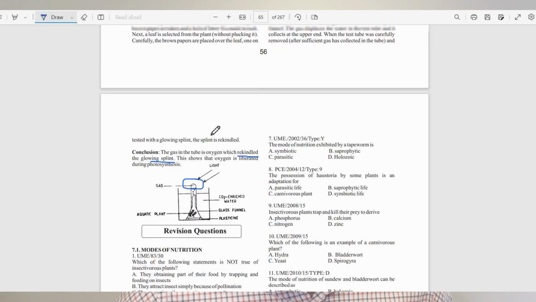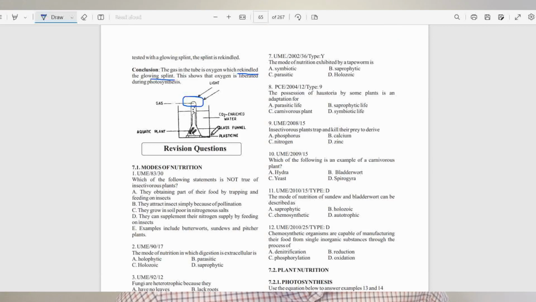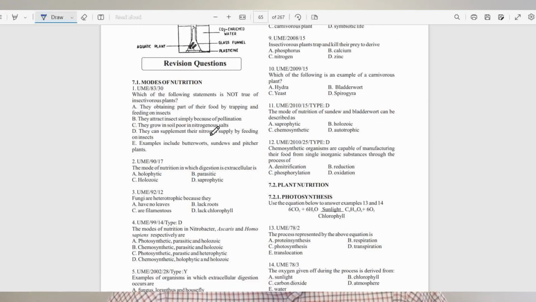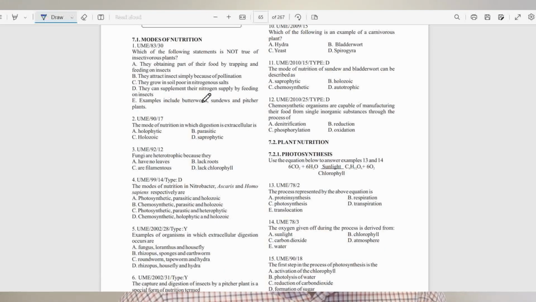So photosynthesis and its experiments are a very interesting topic to study. Then I'll quickly wrap up, in the interest of time, to look at some questions. So let's take, for example, question number 2 here, which is UME 1970, question 17. The mode of nutrition in which digestion is extracellular is, remember what I told you about holozoic, digestion happens within. Parasitic, it depends. Digestion could be inside or outside, but the real answer to this question here will be saprophyte, and that has been explained in the book.